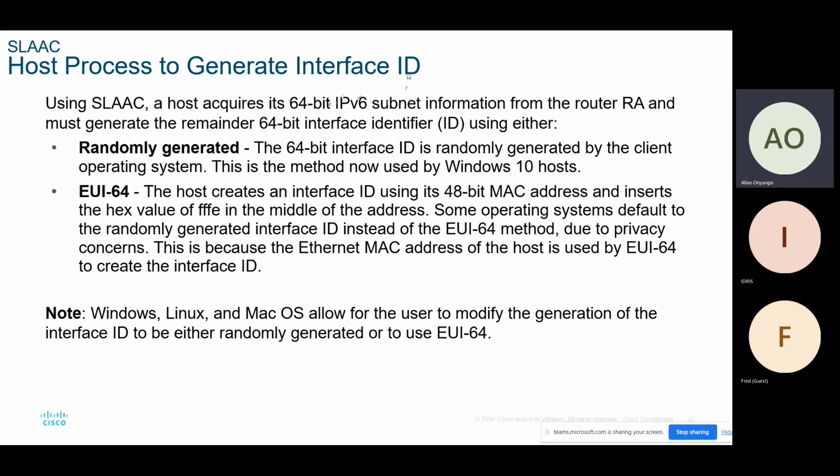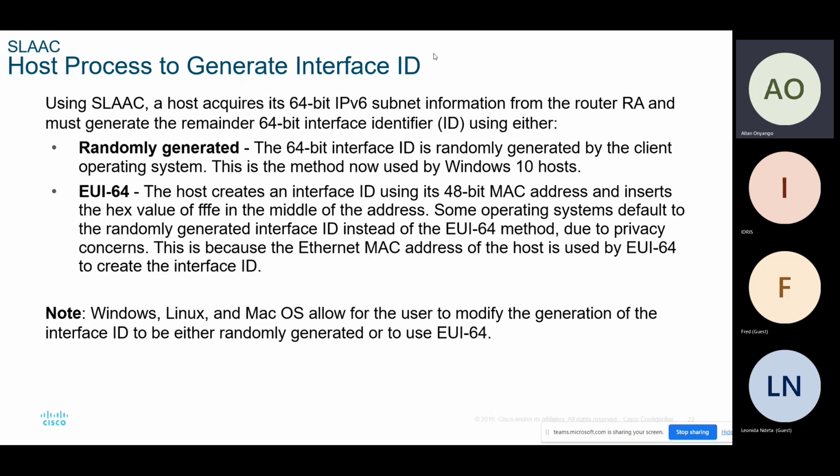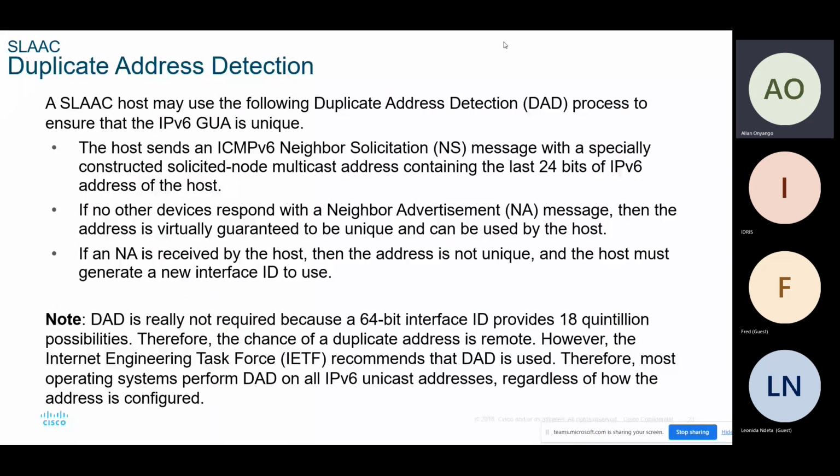Windows, Linux, and Mac operating systems normally allow a user to modify this generation of the interface ID to be either randomly generated or using the EUI-64 process. However, the EUI-64 process has proved to be insecure at some point, because someone can reverse things and be able to know what your MAC address is, and that is not very good for security.